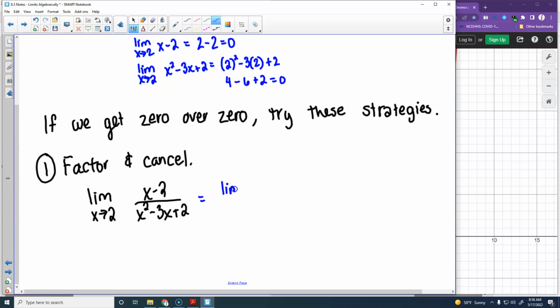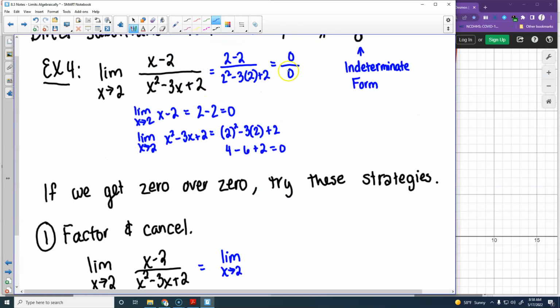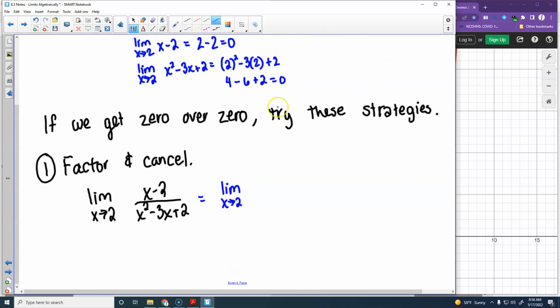Right here, we want to do the limit as x approaches 2. We do not get rid of the limit notation until we're plugging in a number. So you've got to keep that limit notation until you're actually plugging in 2. Now, I tried to plug in 2 up here, but it didn't work. So now I'm having to back up and try a different strategy.